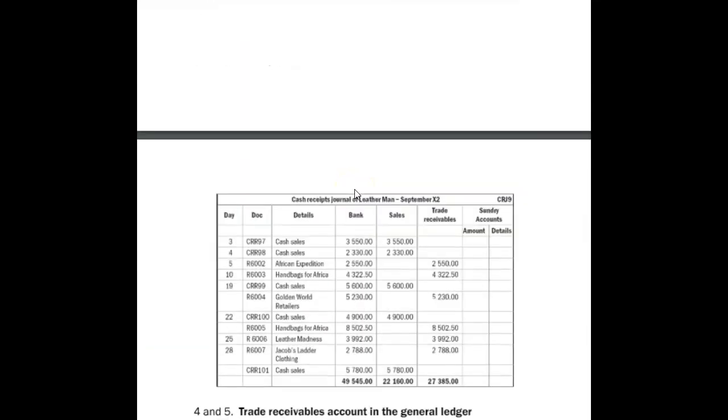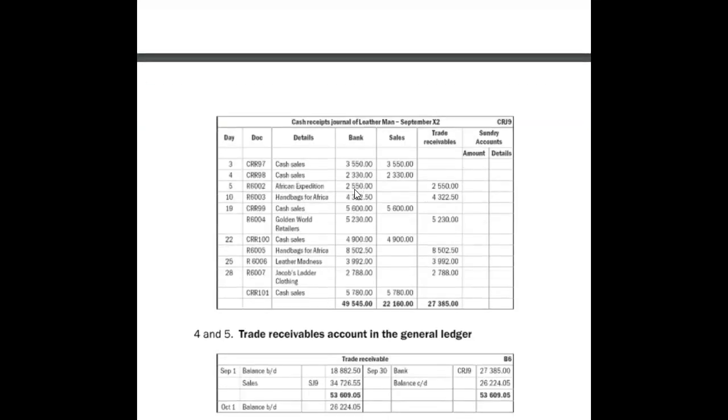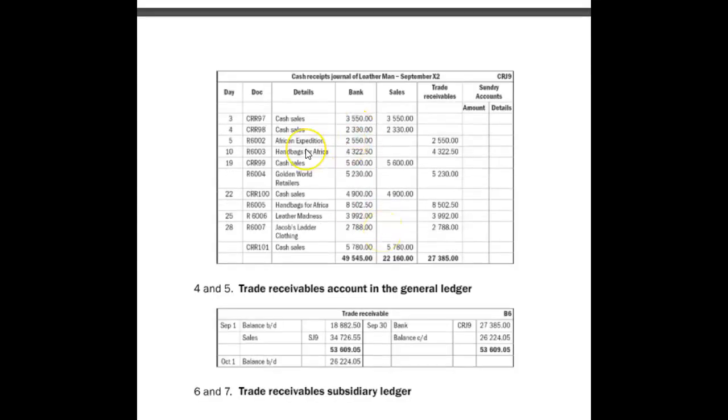Now the CRJ, now why do we have a CRJ? Not all people will buy on credit. Some people buy on cash. Or you might receive money from your debtors, because think about it, if somebody owes you 100 rand, they'll pay it back in cash, 100 rand, right? So that'll come over here in the CRJ.